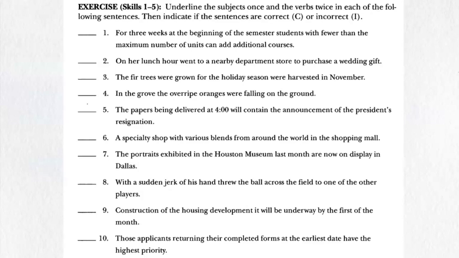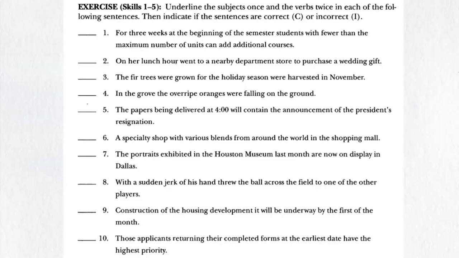Sentence one is correct. Sentence two, incorrect, because it is missing a subject. The subject could be she went. Number 3, incorrect, because there's a double verb. We have were grown and were harvested. There should be only one. Number 4, correct. Number 5 is correct too.